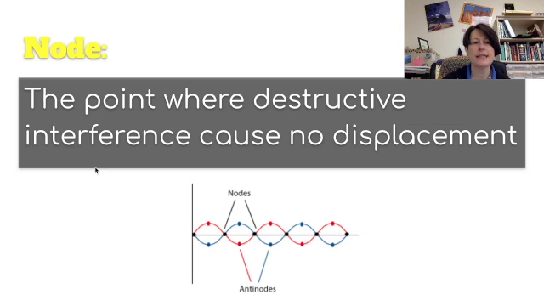And then we have our nodes. The node is where destructive interference causes no displacement. And so nodes are right here. I'm going to demonstrate this for you with a slinky in class so that you can clearly see this. Stringed instruments have nodes and antinodes as well.